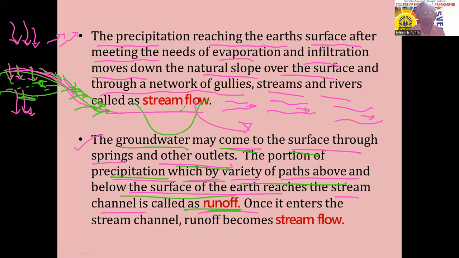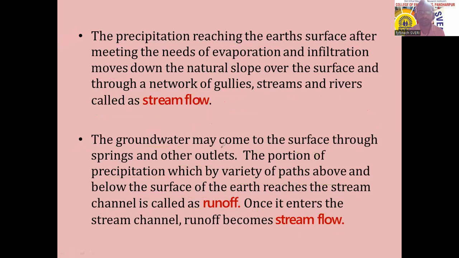Whenever there is a stream or water body, the water is coming from the surface runoff and also from the subsurface runoff. Once it enters the stream channel, runoff becomes streamflow. All the runoff which comes together creates the stream channels, and that is the streamflow. Is it clear, everyone? Yes, sir. Okay.